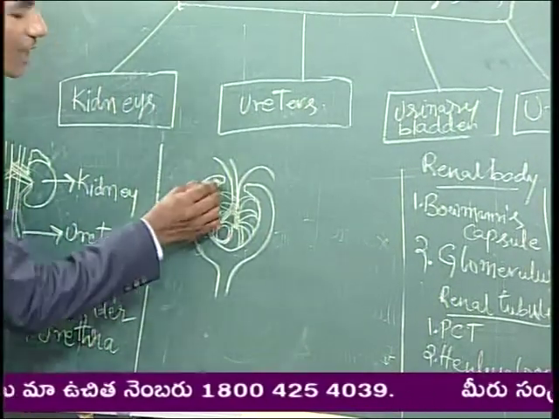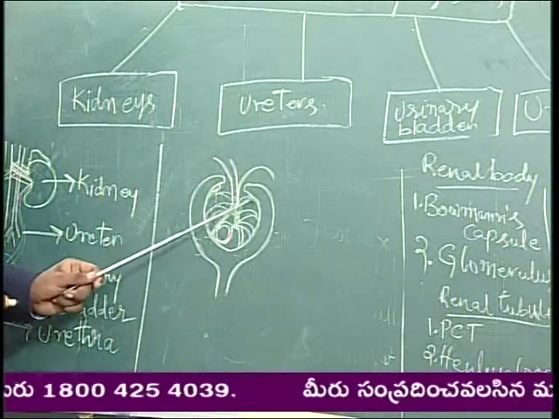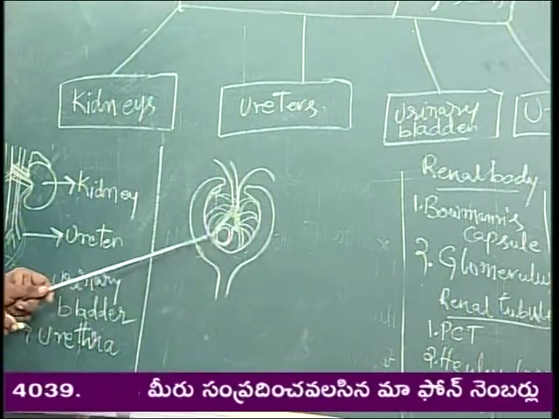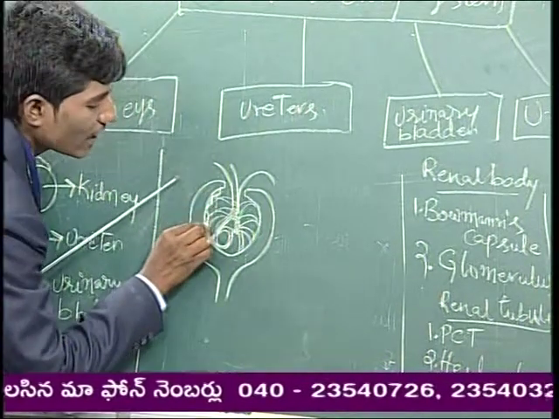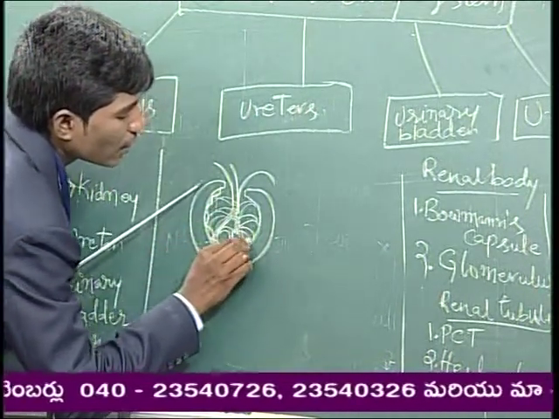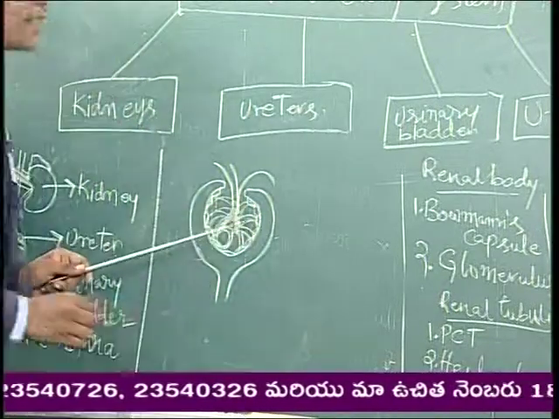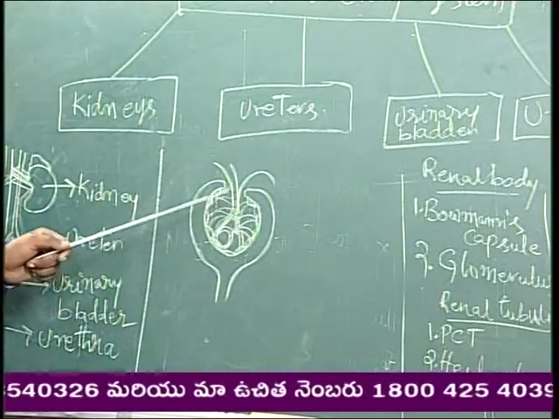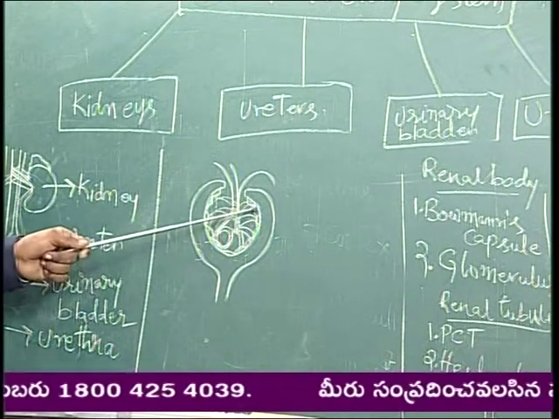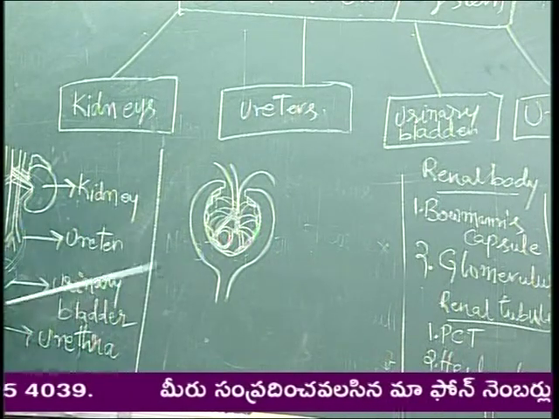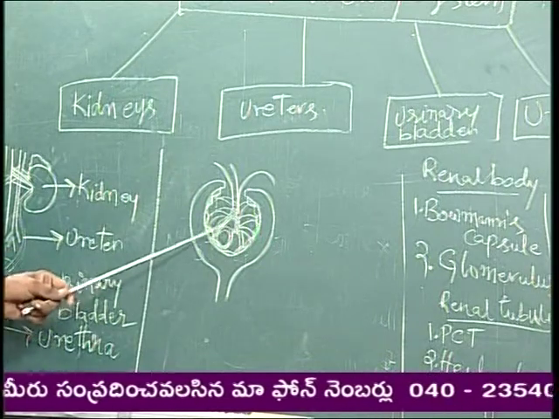Okay friends, the inner surface of this Bowman's capsule has specialized structures. See here, the specialized cells are called podocytes. They are helpful for the filtration of blood and form urine along with the glomerulus.